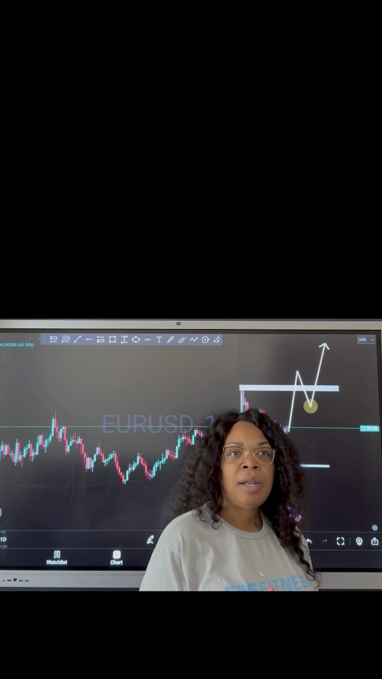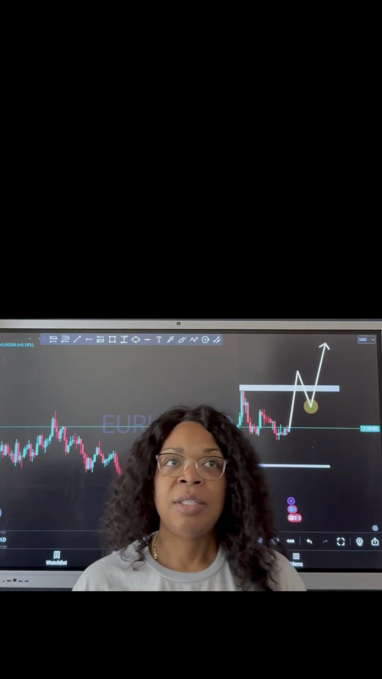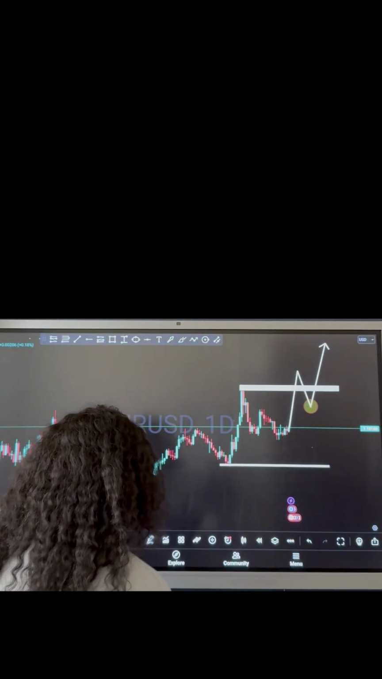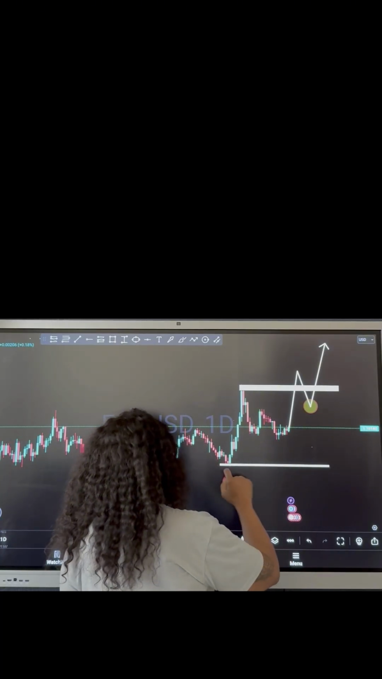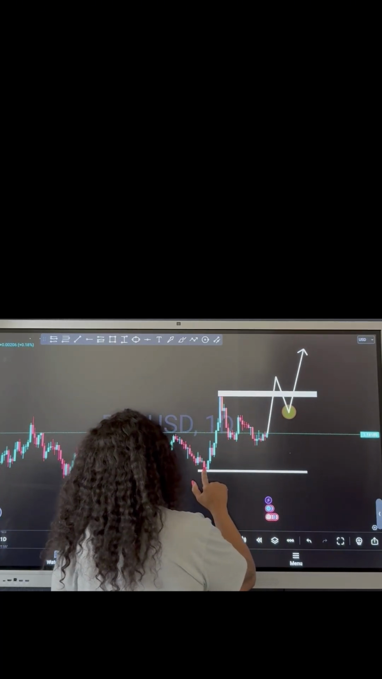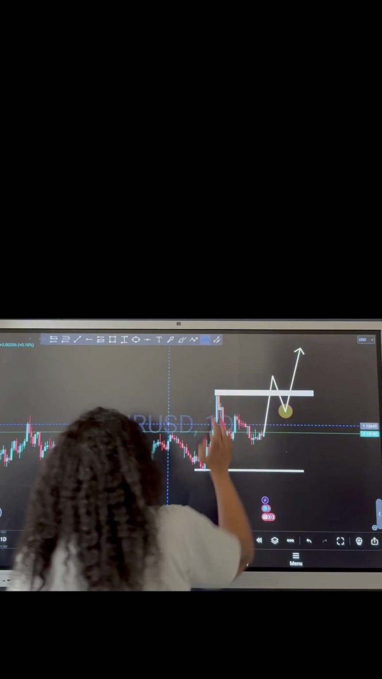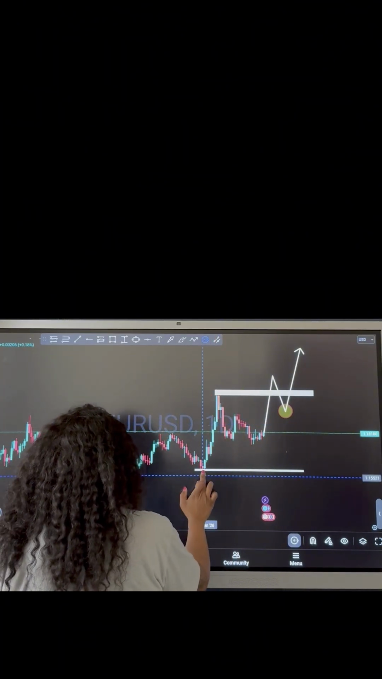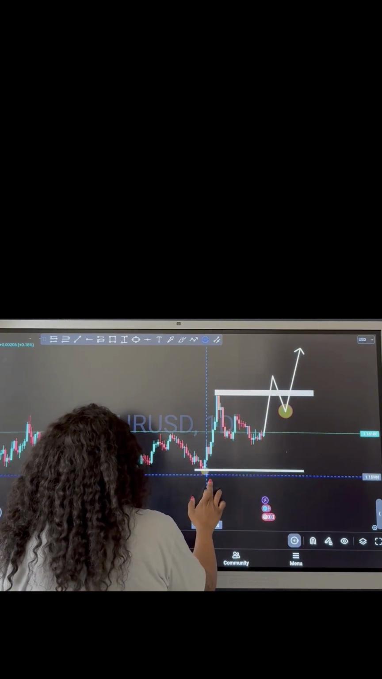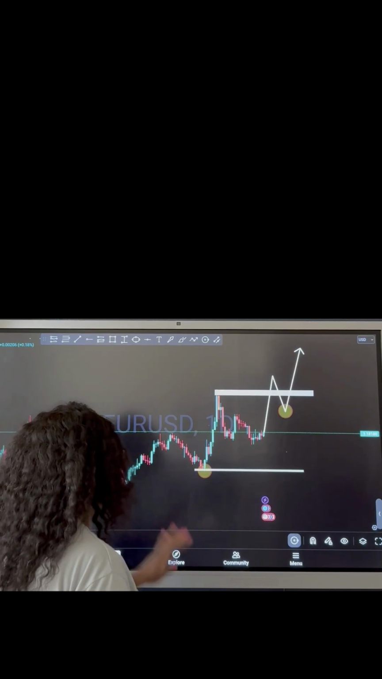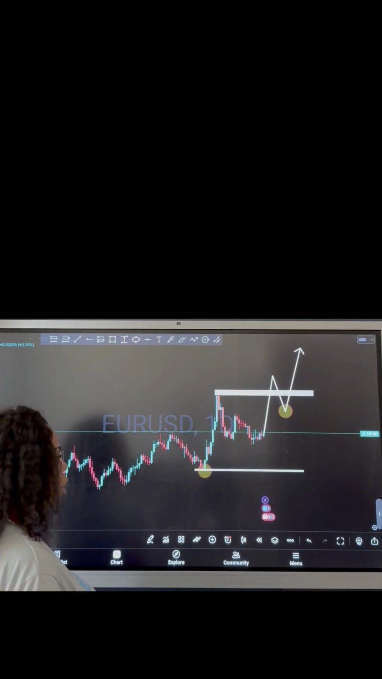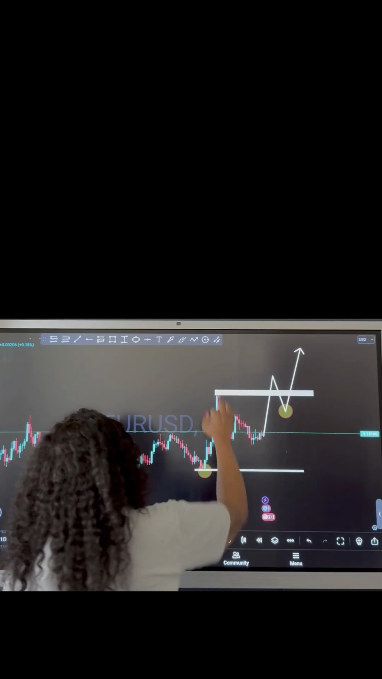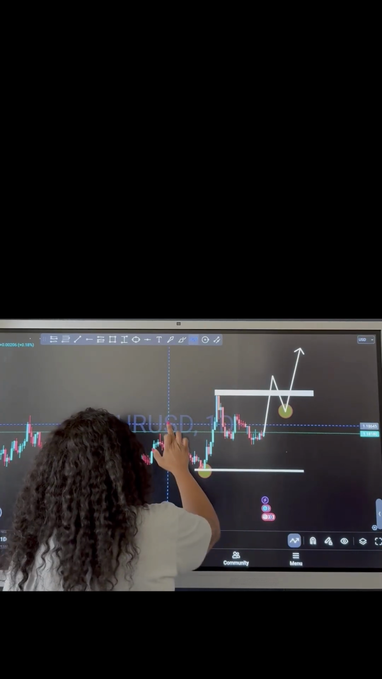So another thing that could happen is it could go in the opposite direction and reverse. So being that we have this structure here, which is if the market comes down to that area, it breaks that structure. So what you want to see in that case is pretty much the same thing.